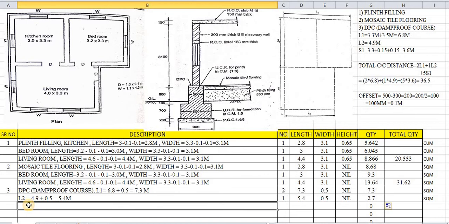How many numbers of short wall are there? S1 is nothing but 3.6. So S1 we have taken as 3.6. Again for short wall we will subtract the width of section, that is minus 0.5, that is 3.1. So 3.1 meters is the short wall length. How many numbers of short wall are there? 1, 2, 3, 4, 5.